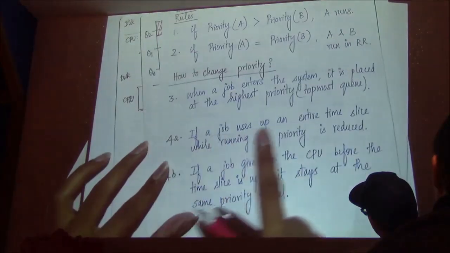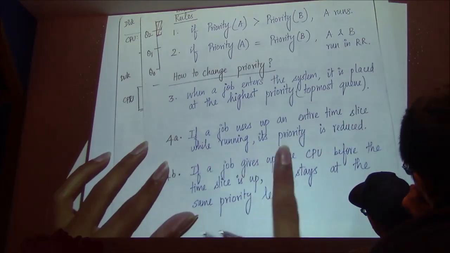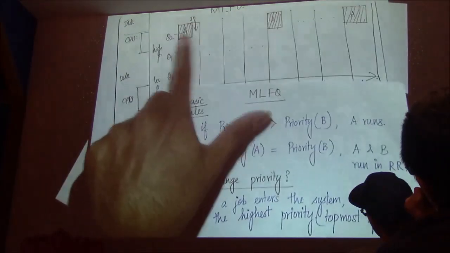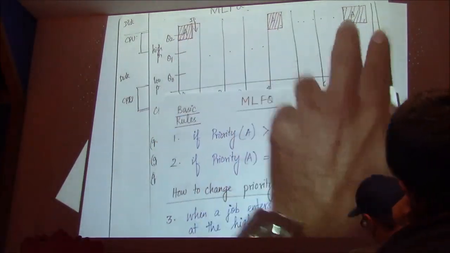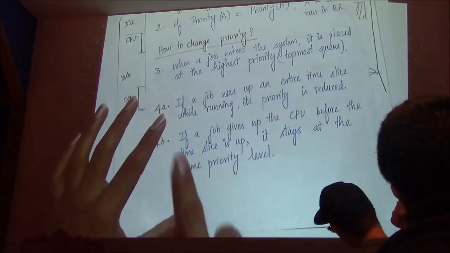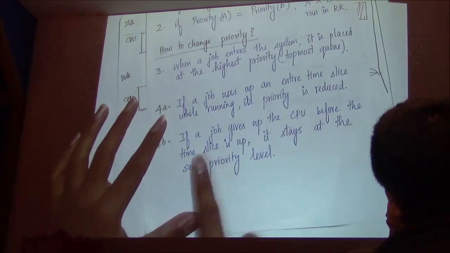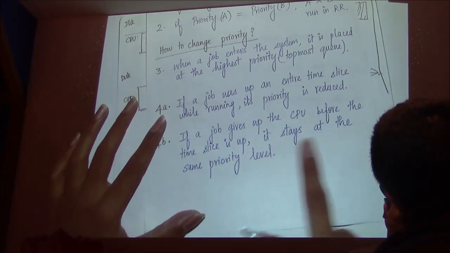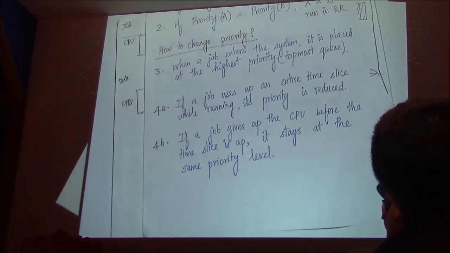And if you see rules 4A and 4B: if a job uses up an entire time slice while running, its priority is reduced. But we just saw here that A did not use up the entire time slice. Instead, if a job gives up the CPU before the time slice is up, it stays at the same priority level.